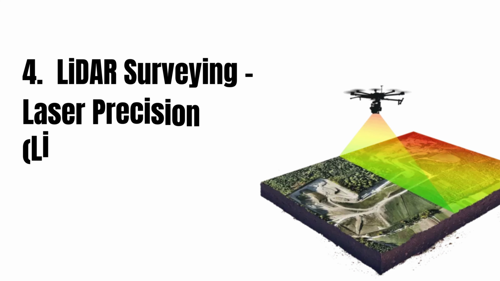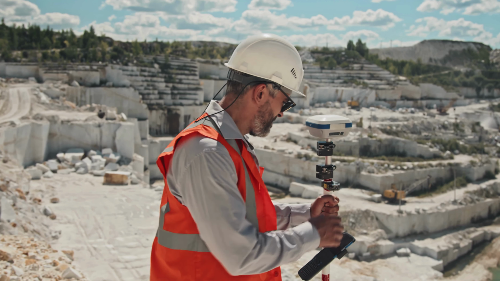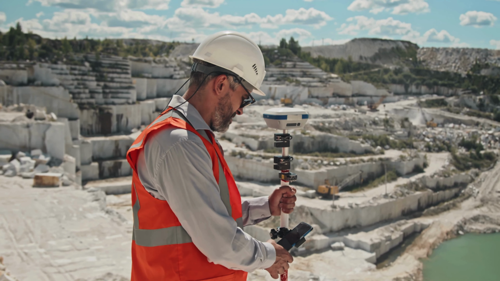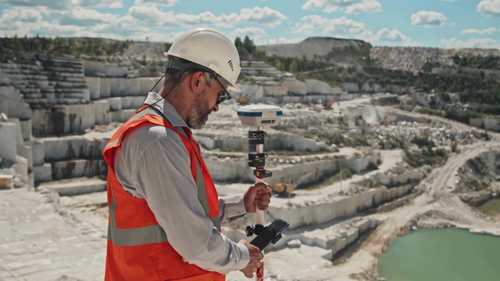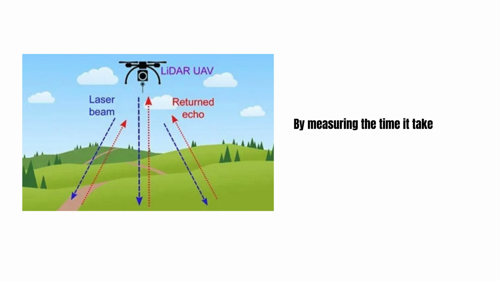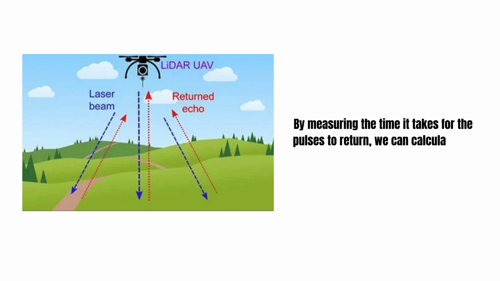4. LiDAR surveying, laser precision, light detection, and ranging. Technology that uses laser beams to scan the environment and generate highly accurate 3D models. A LiDAR scanner emits thousands of laser pulses per second. When these pulses hit a surface, they reflect back. By measuring the time it takes for the pulses to return, we can calculate the distance and create a detailed 3D map.